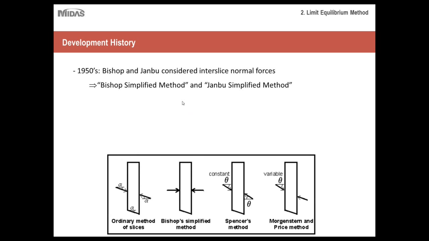Okay, so in the 1950s, Bishop and Janbu considered interslice normal forces. These were called the Bishop simplified method and the Janbu simplified method. If you look to the bottom portion of your screen here, as you can see, this goes over the different methods that are available. And as you can see, the Bishop simplified method directly takes into account the normal interslice forces.